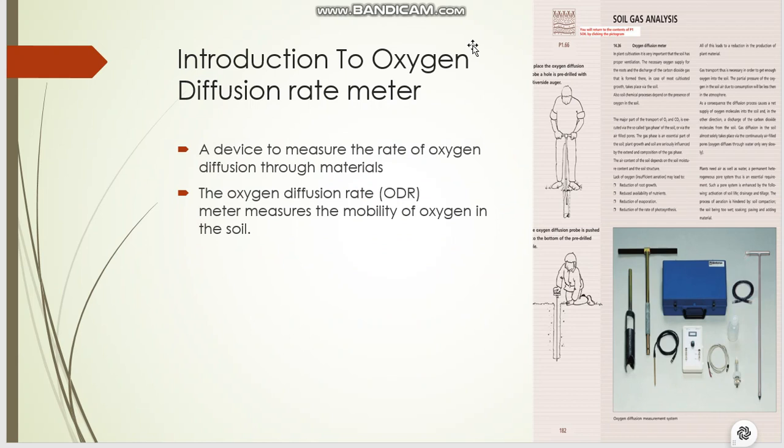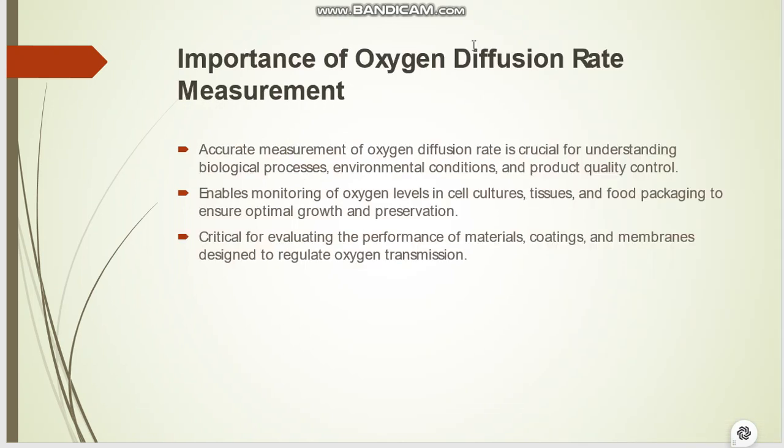Introduction to oxygen diffusion rate meter. It is used to measure the rate of oxygen diffusion through materials. The oxygen diffusion rate (ODR) meter measures the mobility of oxygen in the soil.